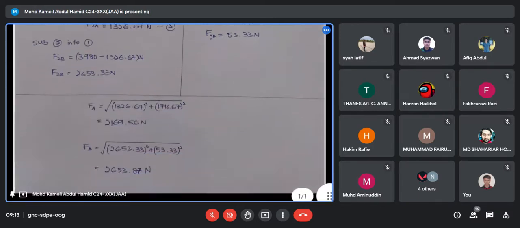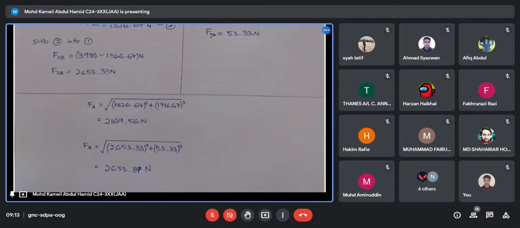Okay, and then calculate the total net for FA and FB. So for FA, you just square the 1326.67 square plus 1716 square. Okay, that's good. So you get 2169.56. Okay, so that is for reaction at A. Then reaction at B, you have 2653.87. Okay, so that is good.